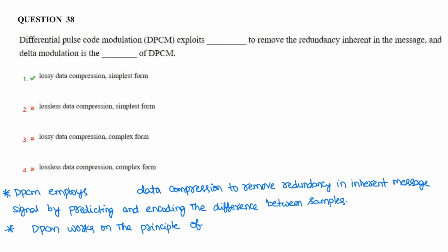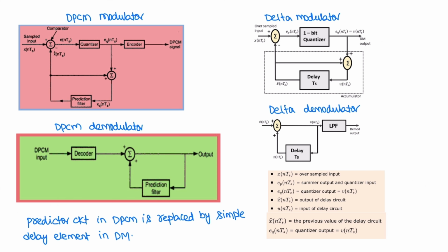Next question. Differential pulse code modulation exploits lossy data compression to remove redundancy inherent in the message, and delta modulation is the simplest form of differential pulse code modulation. So let us see the modulation and demodulation diagrams for differential pulse code modulation. The prediction circuit in DPCM is replaced with a delay element in delta modulation. That is a one bit quantizer in delta modulation. So this is a prediction filter and it is replaced with a delay element. Here in delta modulation we are using a one bit quantizer.